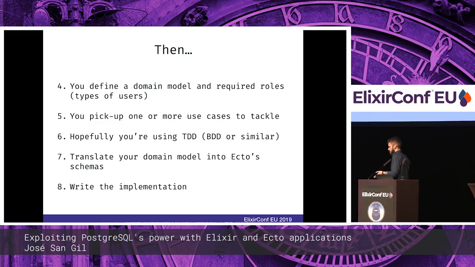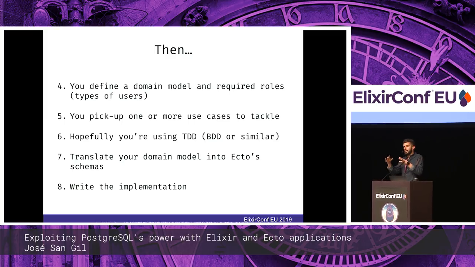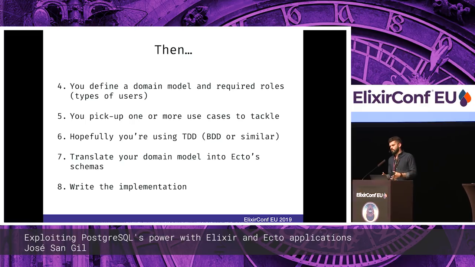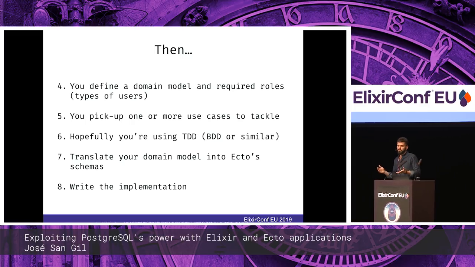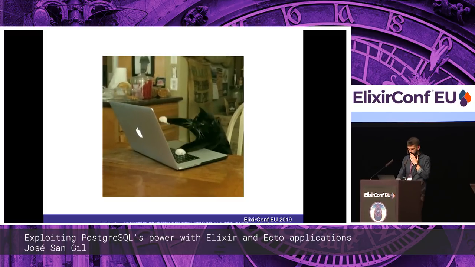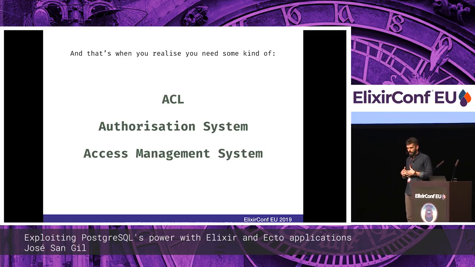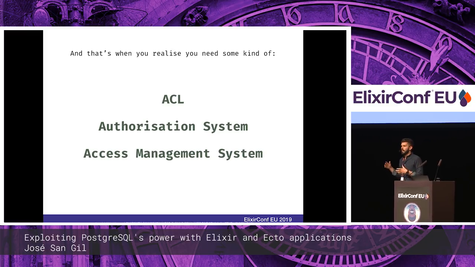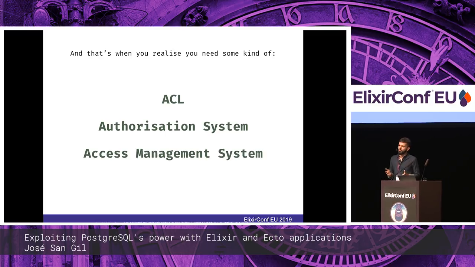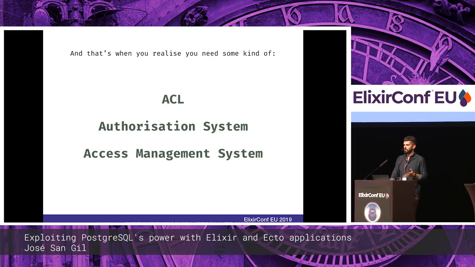Then hopefully, if you're using some kind of testing strategy, either test-driven development or behavior-driven development, you try to design your API for how you are going to cover those use cases. And then you're ready for implementation. You first translate your data structures or your domain to Ecto schemas, and then you're ready to write the implementation. At this point, you probably find that you need some kind of access management, because I defined different data structures, different resources, and I have different kinds of users. Those users cannot execute the same operations or do exactly the same over all the resources I have in my application. It doesn't matter if you're doing a database application, a REST API, or a GraphQL application.